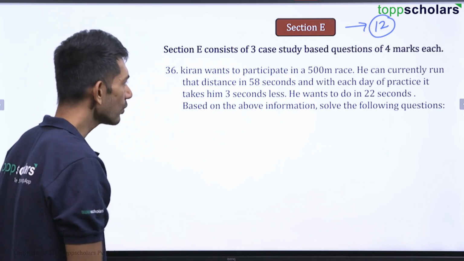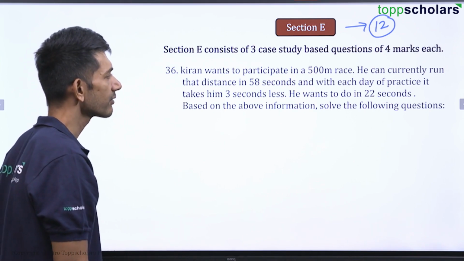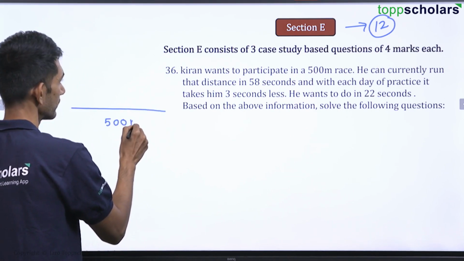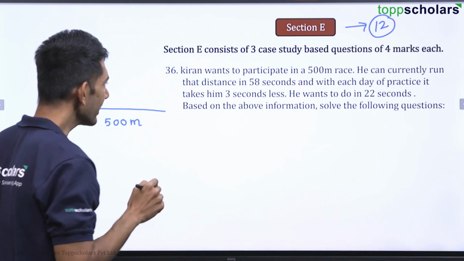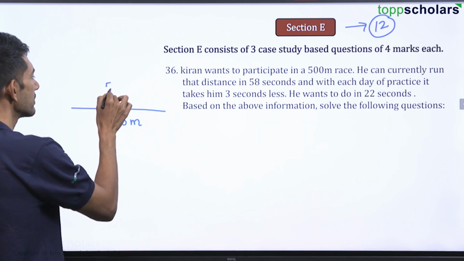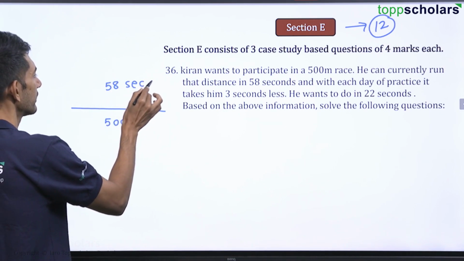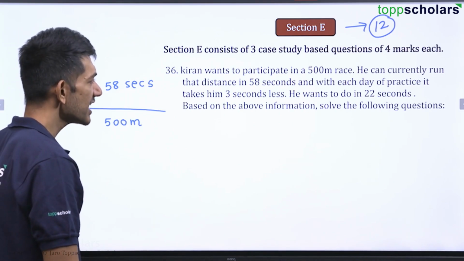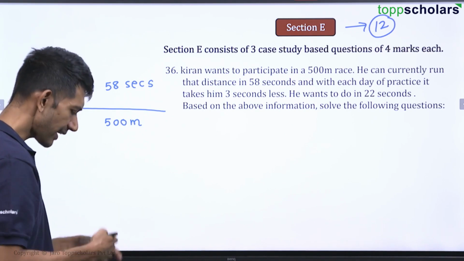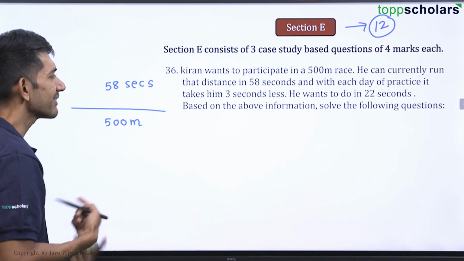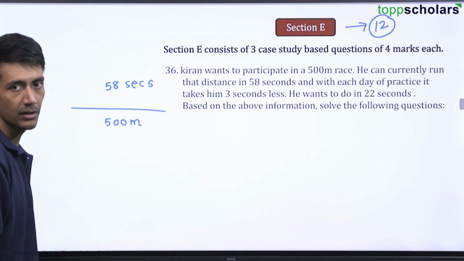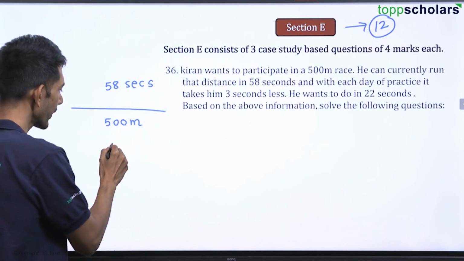The question says, Kiran wants to participate in a 500-meter race. He can currently run that distance in 58 seconds. So he can cover this distance in 58 seconds. And with each day of practice, it takes him 3 seconds less. After every day, it takes him 3 seconds less. He wants to do it in 22 seconds. That means he wants to cover this distance in 22 seconds.